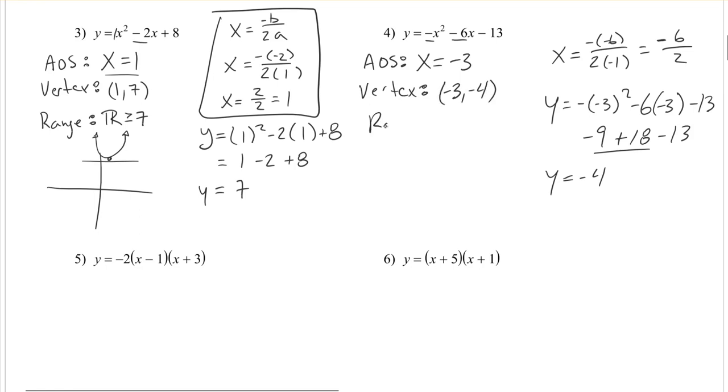Our range is going to be, imagine our graph, we're at negative 3, negative 4 down here, and our leading coefficient is negative, so we're going to go down. So we want everything below negative 4, so that's going to be all real numbers less than or equal to negative 4.